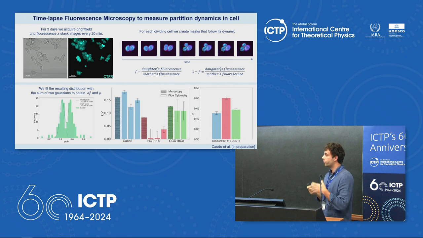And so, to conclude, we show that an accurate determination of the partition function can be done by standard flow cytometry measurements, and that our approach has the potential to be applied to different cell types and to give new insights into the mechanism of asymmetric cell division.